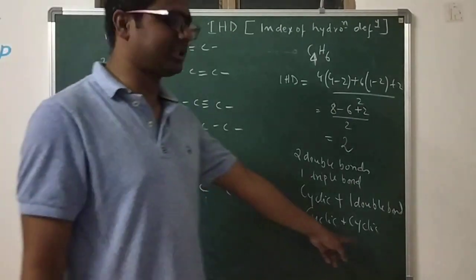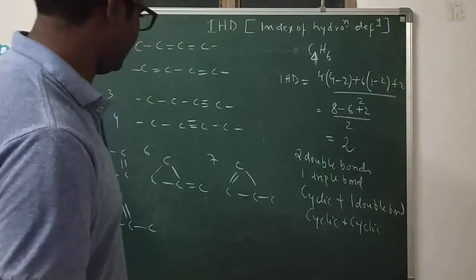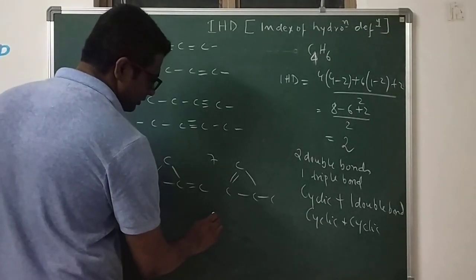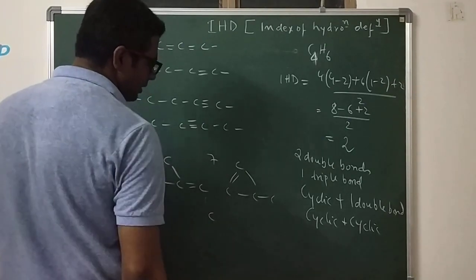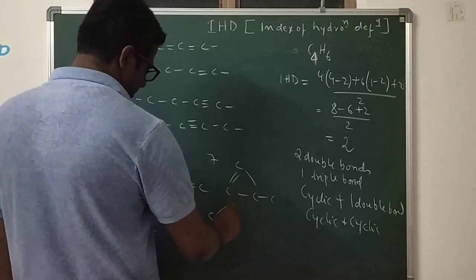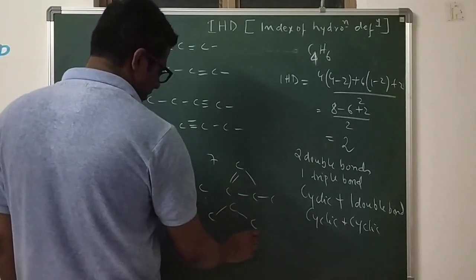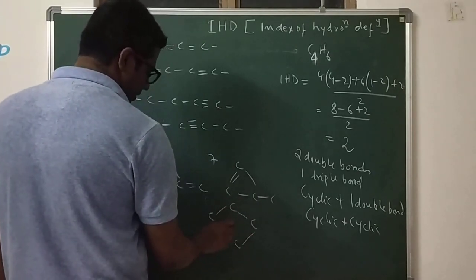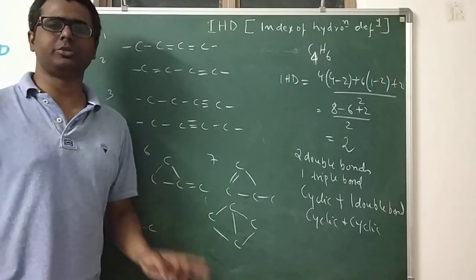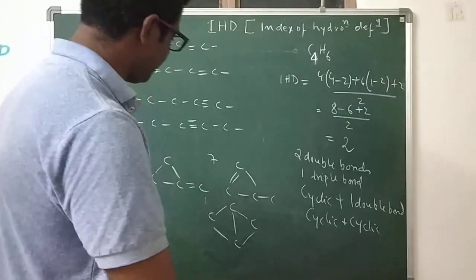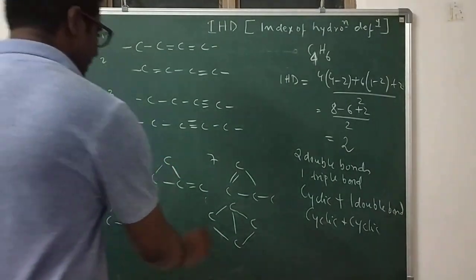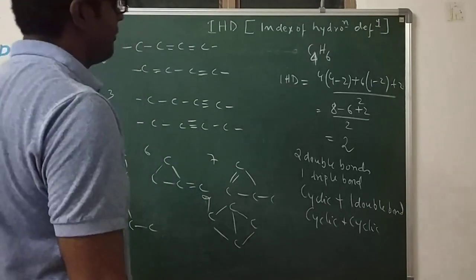And did we forget cyclic plus cyclic? Okay, let us go for this one also. So this will be C, C, C, C. And this one. 2 cycles is equivalent to 2 double bonds. So you can fill up the hydrogens easily. So see, there are 9 structures of this compound.